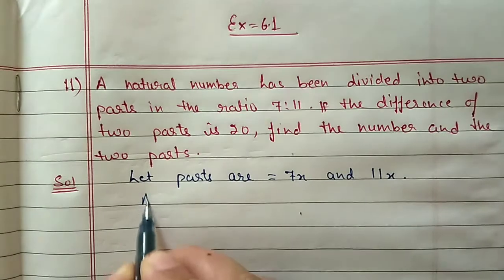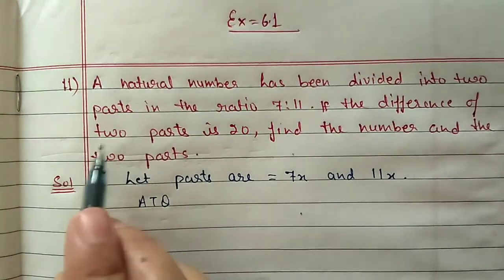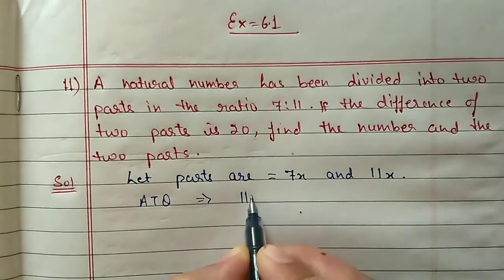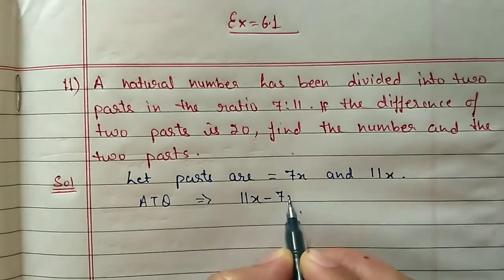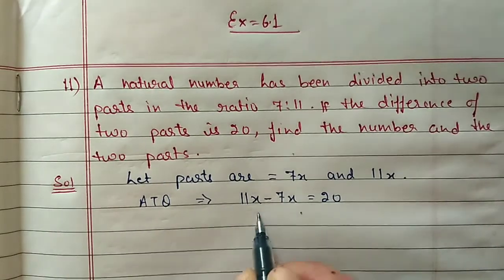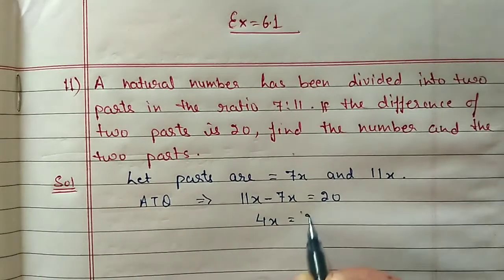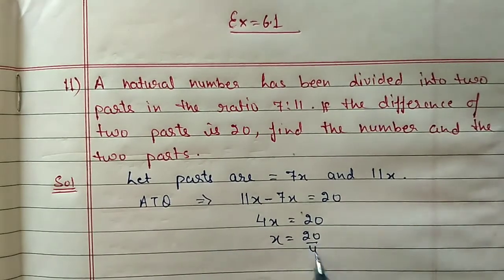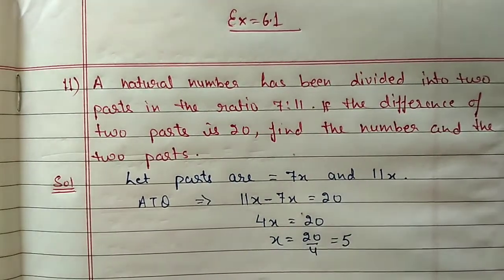Now according to the question, their difference is 20. It means if we subtract, 11x minus 7x, then the answer is 20. 11x minus 7x is equal to 4x, which is equal to 20. So the value of x will be 20 divided by 4, equal to 5.